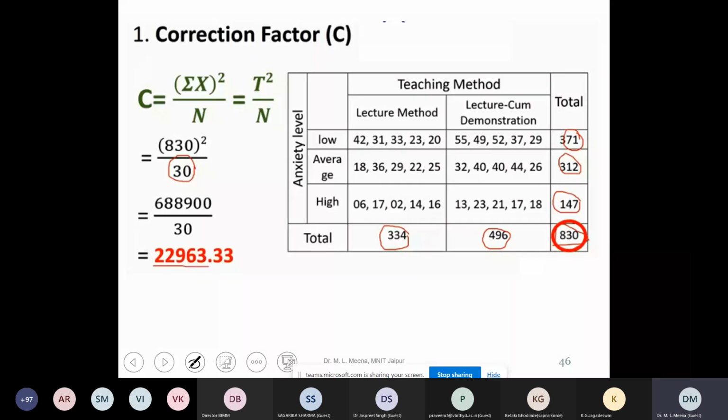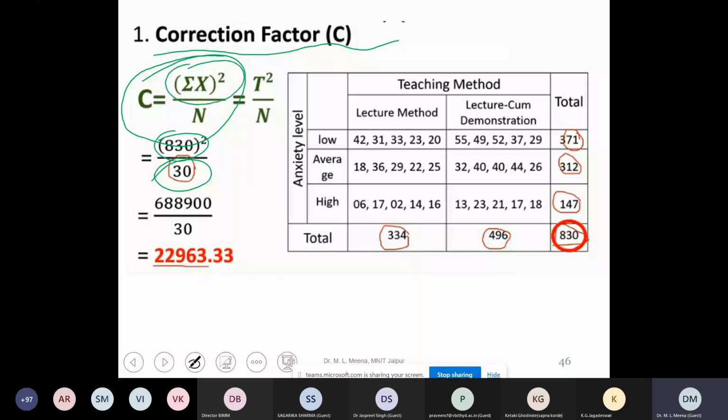The formula for the correction factor is the summation of x, whole squared, divided by capital N. Capital N is the total number of samples. We have 6 groups and every group has 5 data, so 5 into 6 is 30. The summation of x whole squared is this value, and the final result is 22,963.33 as the value for the correction factor.